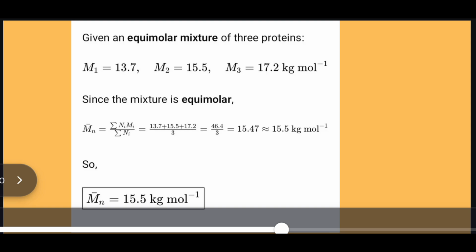Given an equimolar mixture of 3 proteins, M1 is equal to 13.7, M2 is equal to 15.5, and M3 is equal to 17.2 kg per mole. Since the mixture is equimolar, Mn bar is equal to summation NiMi divided by summation Ni, that is equal to 13.7 plus 15.5 plus 17.2 divided by 3, that is equal to 46.4 divided by 3, that is equal to 15.47, approximately 15.5 kg per mole. So Mn bar is equal to 15.5 kg per mole.